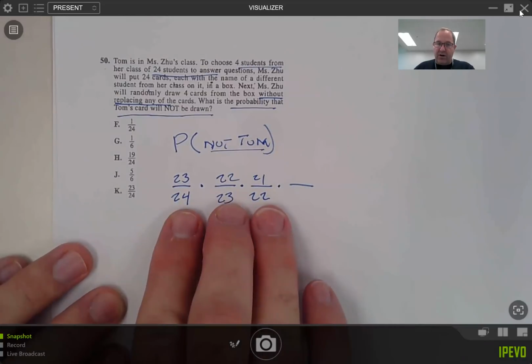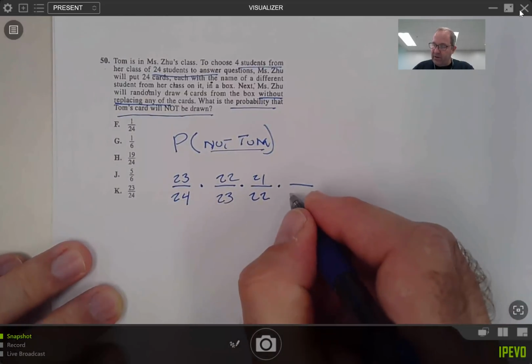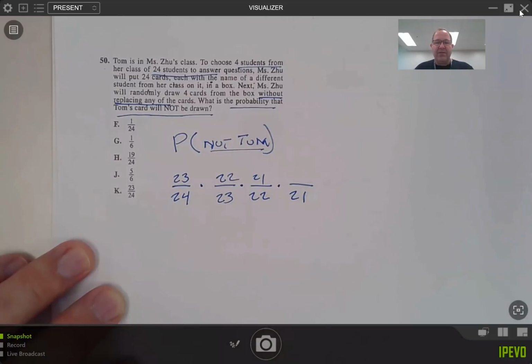Well, we've picked 3 cards. The 4th card, how many possibilities? Well, there's 21 cards in there. How many of those are not going to be Tom? 20 of them. Now we got to multiply these.